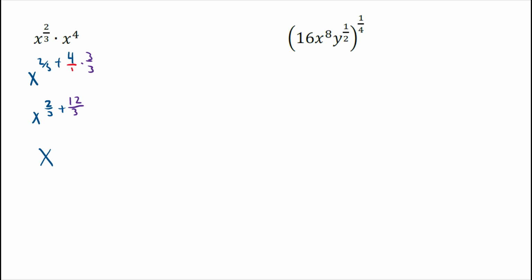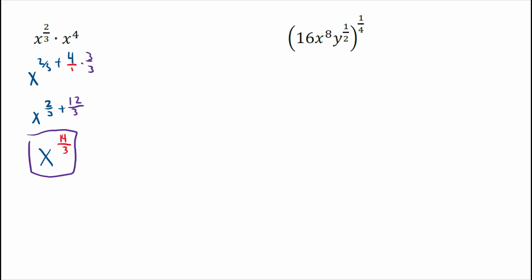Well, now we can just go ahead and write our denominator because it's going to have a 3 at the bottom there. Then we got 2 plus 12, which is 14. And that is the answer we're looking for. Okay? Let's do another one.